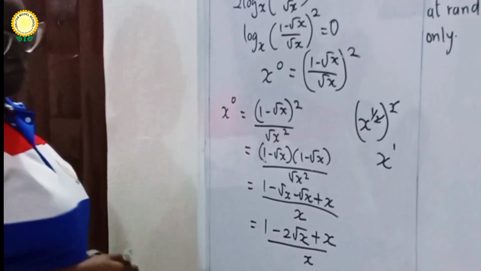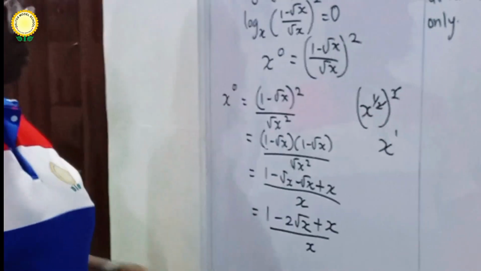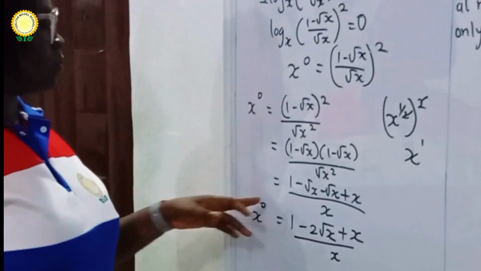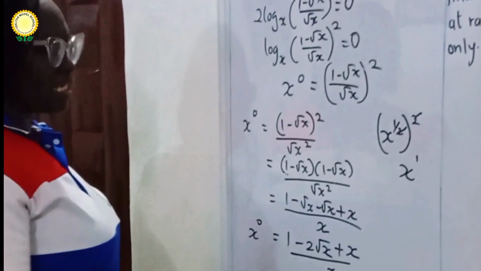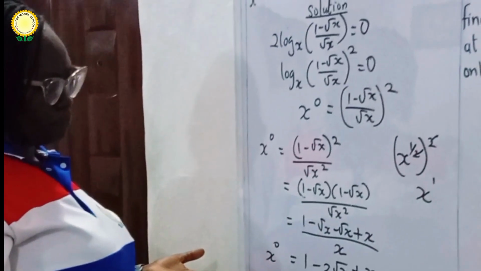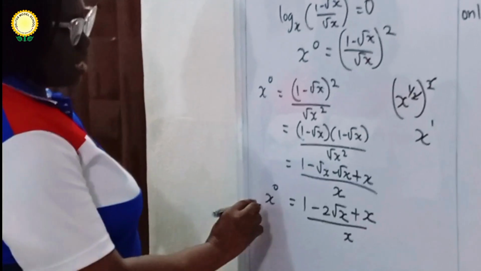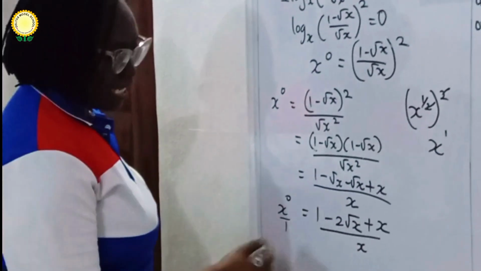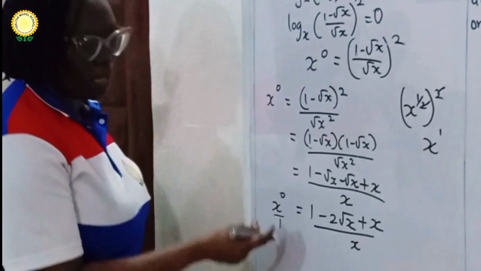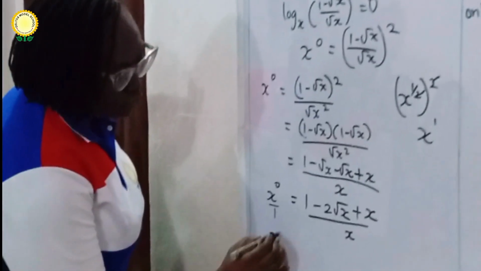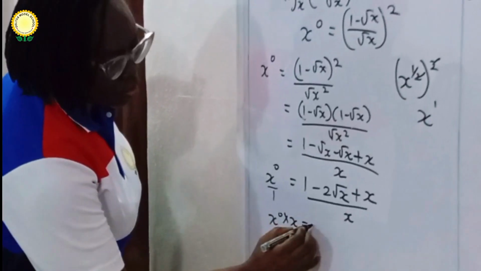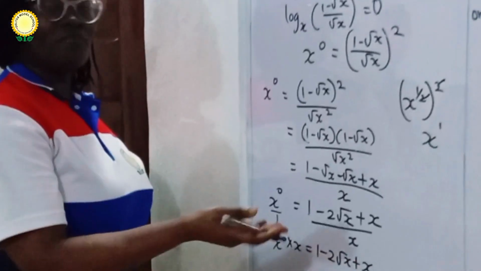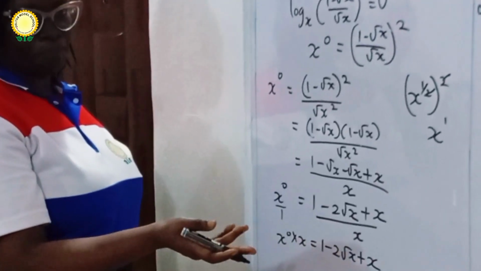So can we simplify this further? I don't think we can, so we are going to leave it and write the left hand side: x raised to power 0 equals this. The next thing is to cross multiply, or rather, multiply both sides by the LCM. That's basically what you do when you cross multiply. Multiply both sides by x. You have x raised to power 0 times x equals 1 minus 2 root x plus x. This way, you have eliminated the denominator.